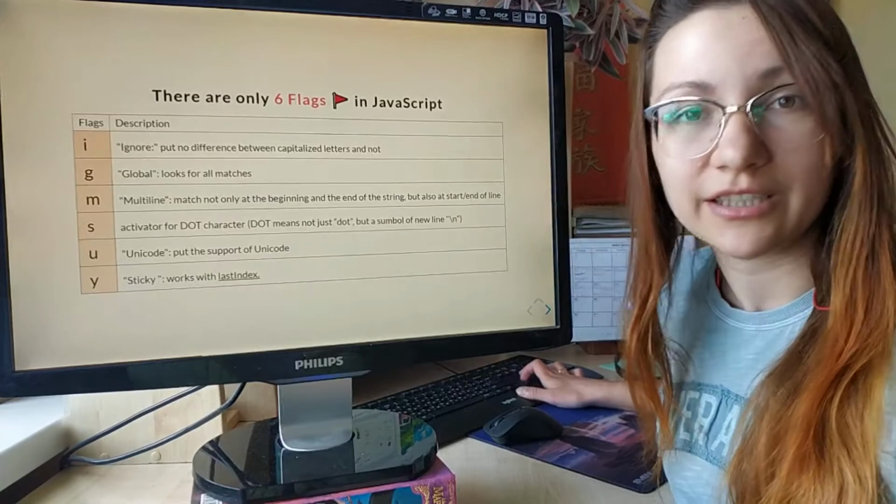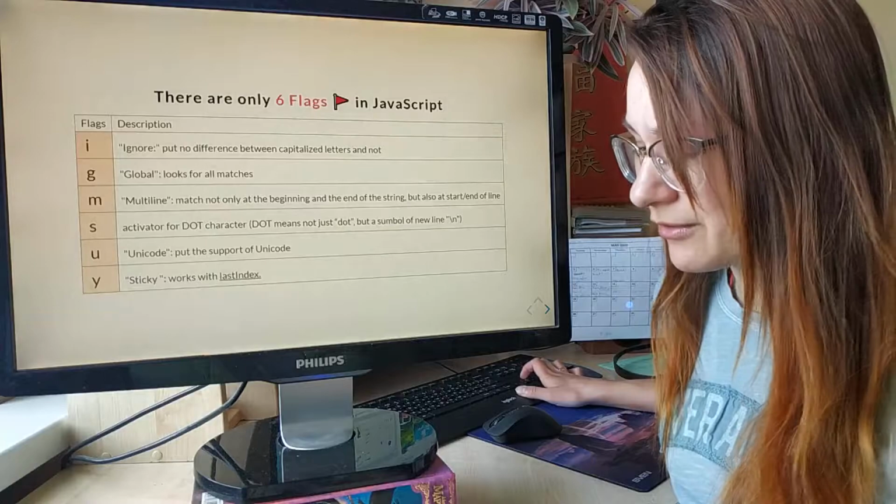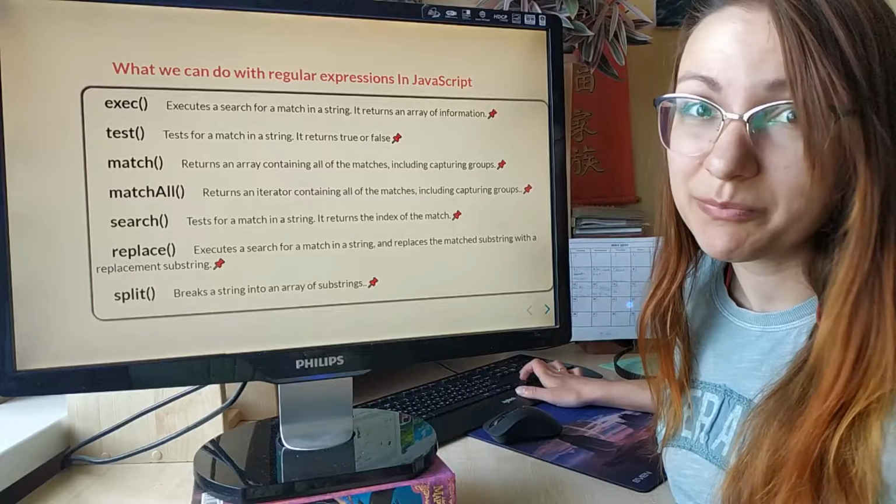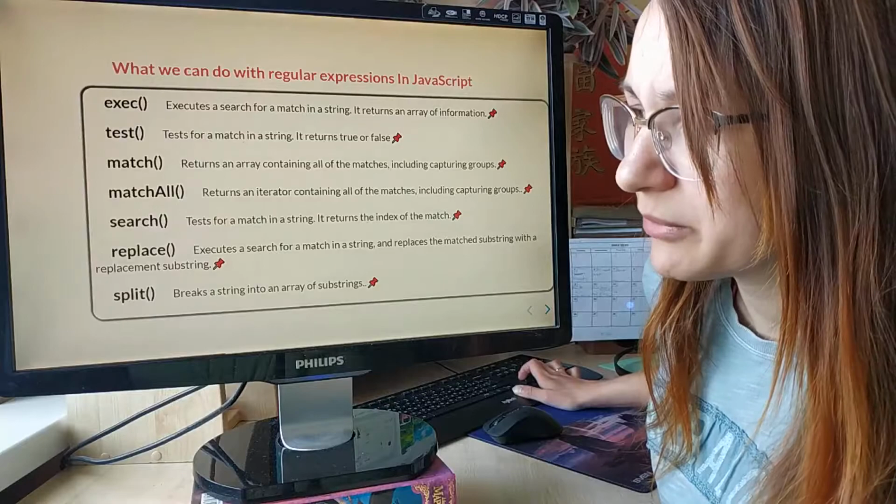So, what can we do with these regular expressions in JavaScript? There are several methods that are very useful. The names speak for themselves: exec, match, test, matchAll, split, replace, and many others.